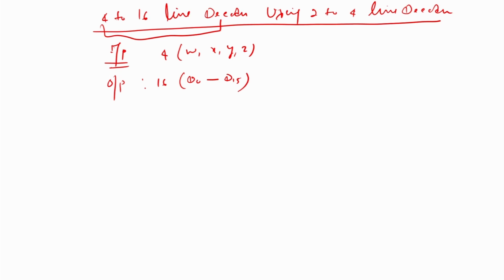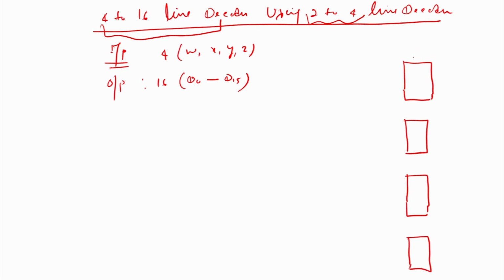D0 to D15. Here in case of 2 to 4 line decoders, how many inputs are there in each decoder of size 2 to 4? There are 2 inputs and 4 outputs. This means for generating 16 outputs, how many 2 to 4 decoders are required at the last stage? 4 decoders of 2 to 4 are required. One is suppose here, that is the first decoder, second 2 to 4 decoder, third and fourth.